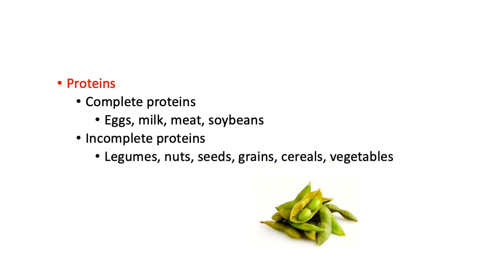Incomplete proteins are proteins that lack some of the essential amino acids. They may have several of them, but they're not going to have all of them in that particular protein. And you can see that most of your incomplete proteins come from plant products. So if you are a vegan or a vegetarian, you can still get all of the essential amino acids that you need. You just have to be a little bit more creative and knowledgeable when you are preparing your meals.